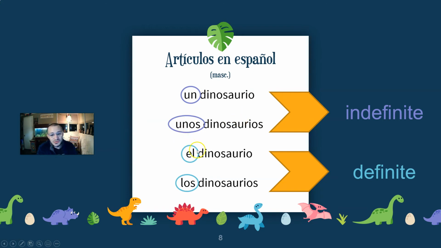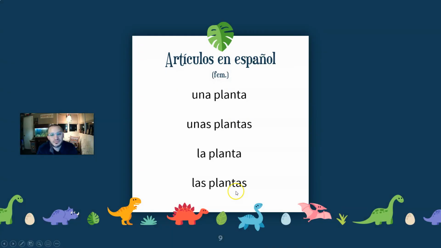The dinosaur that I saw the other day in the park is the one that ate your chickens. And the dinosaurs over there across the street are the ones that wrecked your car. Here, speaking about specific dinosaurs, and here, non-specific.